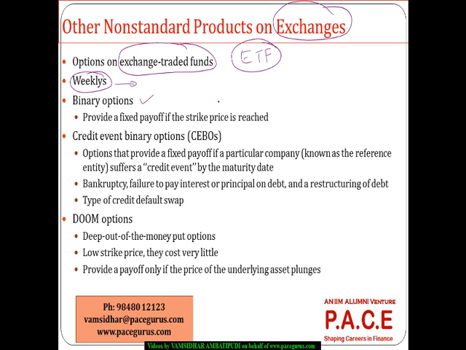Then we are talking about binary options. Instead of the payoffs looking like max of ST minus K comma 0, the moment the strike price is crossed, the moment the strike price is reached, we are talking about a fixed payoff. It's not the difference between the stock price and the strike price. The moment the strike price is reached, whether it is a call or a put, we are talking of a fixed payoff being done. Those are binary.